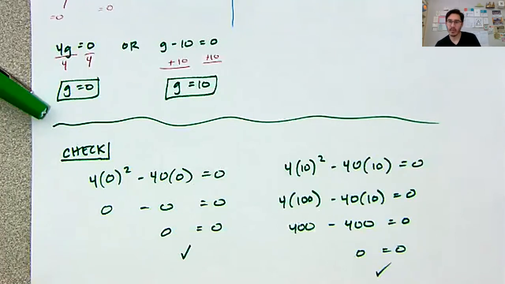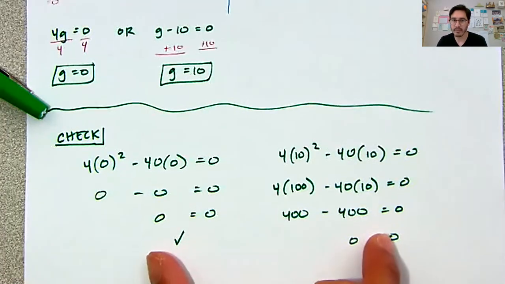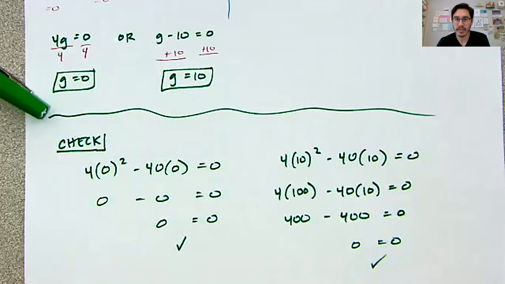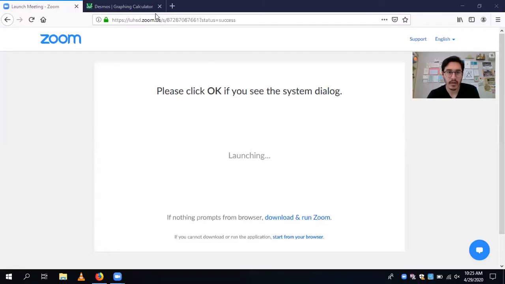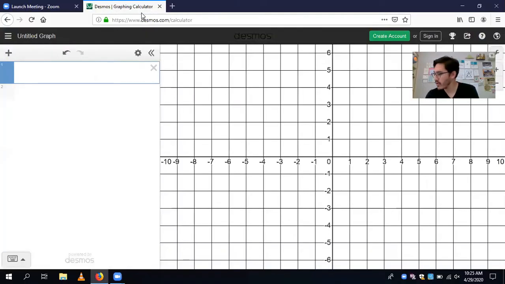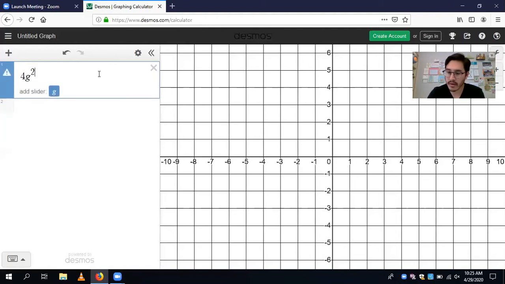So let me show you a second way that you can check your answer, besides just running through the math: let's use Desmos. I'm going to switch my camera for just a second. Okay. So I'm going to switch over to Desmos, and I'm going to type in that quadratic function. I'm not going to type the whole equation, just the function. It was 4g squared minus 40g.